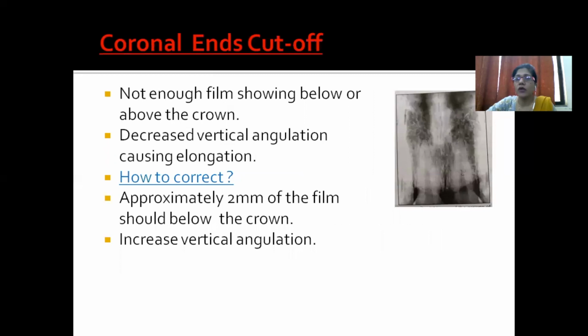Then coronal cutoff. Here I cannot see the incisal edges. Not enough film is showing below or above the crown, and decreased vertical angulation causes elongation. Here are the causes; now how to correct? Approximately 2 mm of film should be below the crown, and increased vertical angulation may resolve the issue.